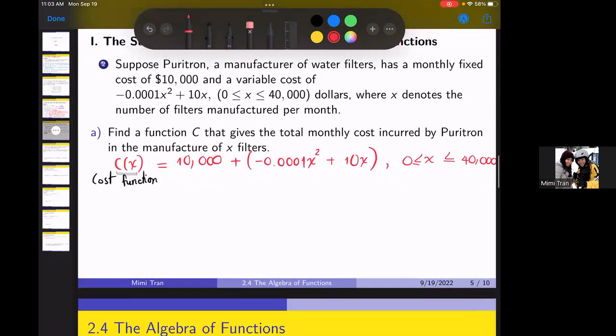If I was you, I'd rewrite this in descending order. So I'll start with x squared. And that will be my cost function.